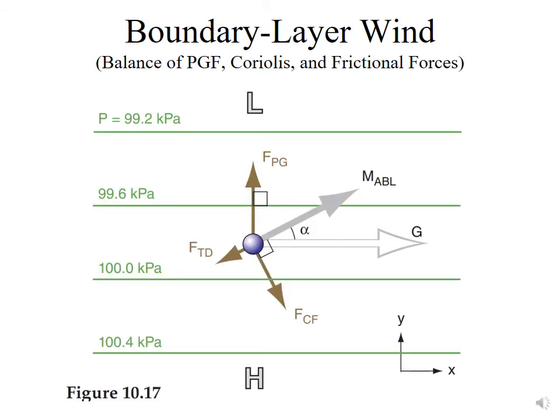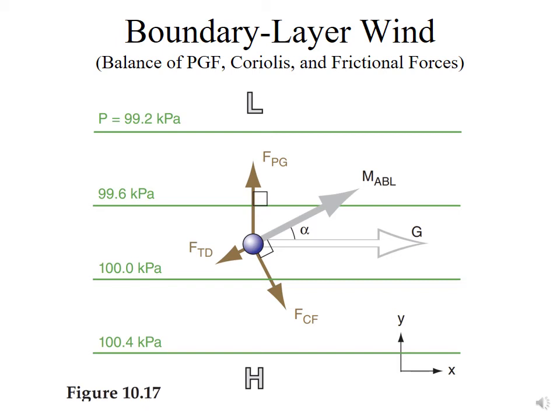In the boundary layer, we often have friction. I mean, that's kind of the definition of boundary layer. And friction will tend to slow down the air, which will cause the Coriolis force to be slightly less. And here we have a balance of forces where the pressure gradient force is balanced by a combination of the Coriolis force and the frictional force. So you add the frictional force and the Coriolis force together, and they will exactly balance the pressure gradient force.